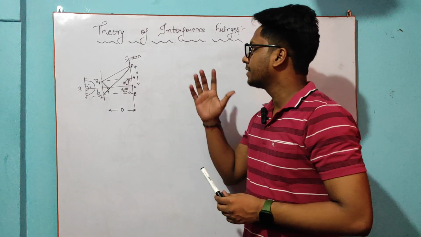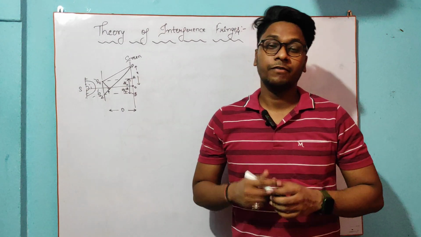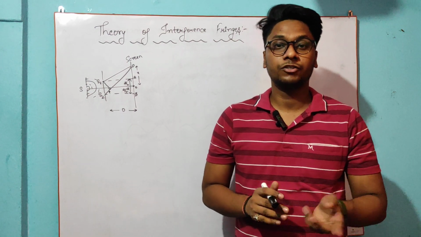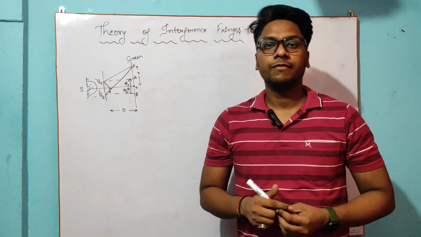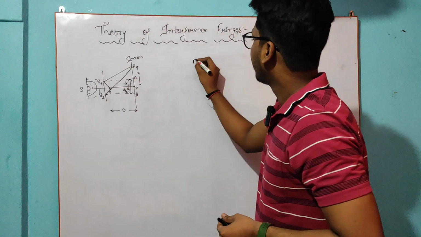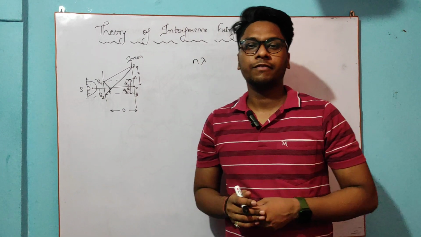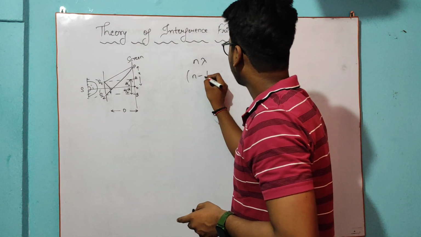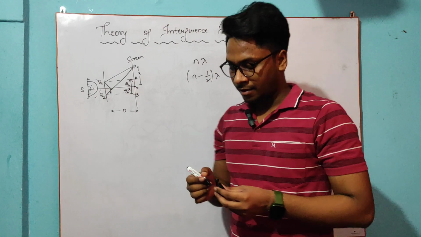Today let's discuss the theory of interference fringes. We had already discussed the condition of constructive and destructive interference in the last lecture. For constructive interference, the path difference between the two rays must be equal to n lambda, and for destructive interference, the path difference between the two rays must be equal to (n minus 1/2) into lambda.